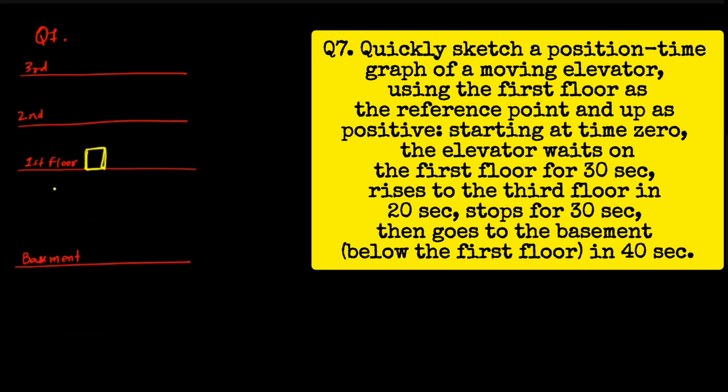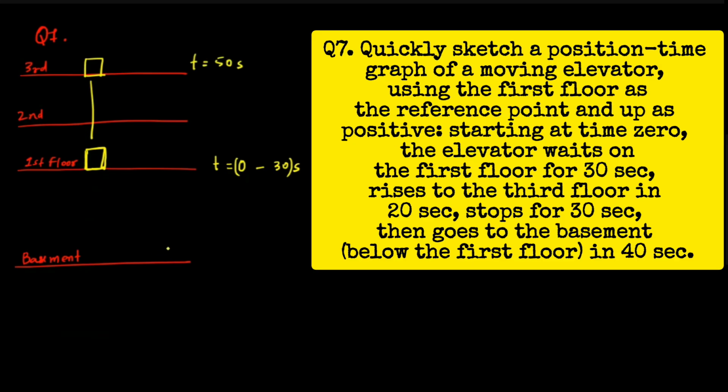So the question says that using the first floor as the reference point, up is positive, starting at time t equals 0. So at this particular position, time is supposed to be 0. The elevator waits at the first floor for 30 seconds. So from 0 to 30 seconds, it stays at this particular point only, the first floor. Then it rises to the third floor in 20 seconds. So I can say the lift reaches the third floor in the next 20 seconds. So time must be here like 50 seconds.